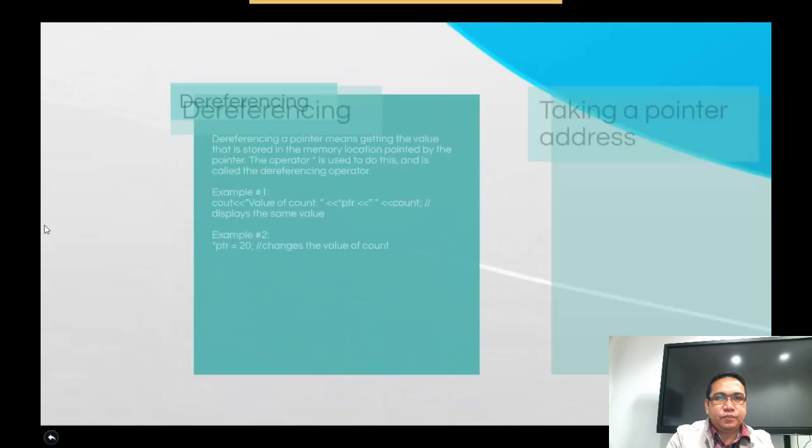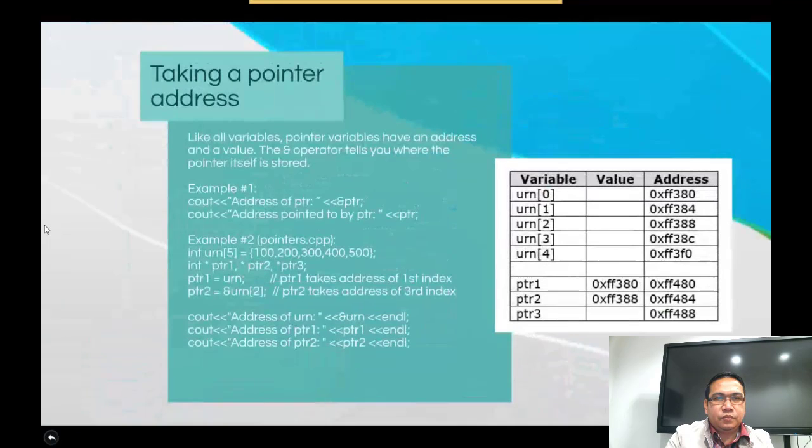Let's move on. Another valid operation on a pointer is taking a pointer address. Like any ordinary variable, a pointer variable has an address and definitely has a value. Regardless of whether it is a pointer variable or an ordinary variable, two things will always happen. The variable will hold a value and at the same time hold an address in memory, as shown on the right side of the presentation.